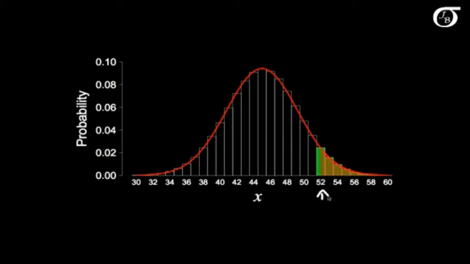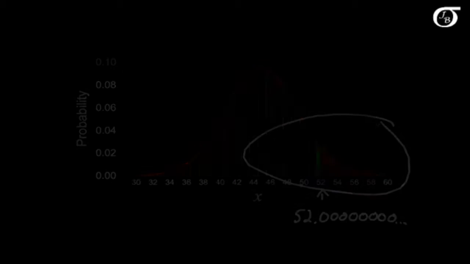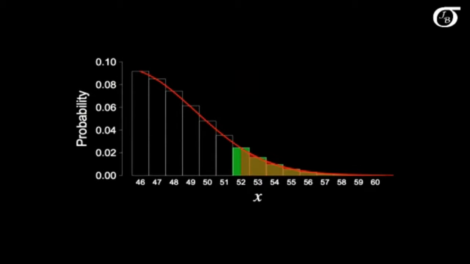Now, in the binomial setting, 52 means something: 52 successes out of 75. But for a continuous random variable, 52 means 52.000000000, infinite zeros there, and it is distinctly different from 52.0000001, say. I've blown this part up on the next slide to make it a little easier to see. So to come closer to regaining our original meaning of 52, we're going to say, okay, 52 in the discrete sense had some meaning.